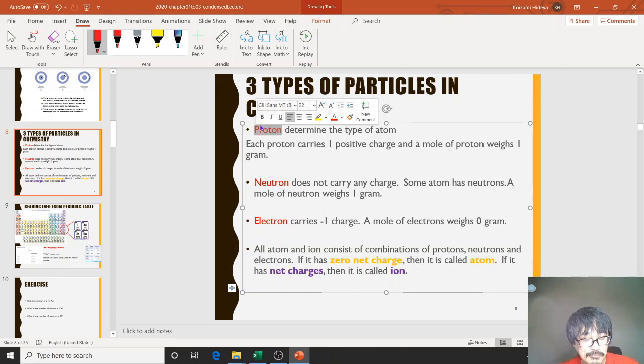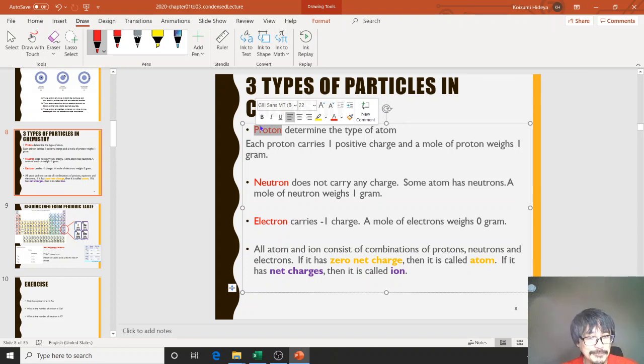The neutron sounds like neutral. It does not carry any charge, but it has the same weight. A mole of neutrons weighs 1 gram. And each electron carries one negative charge, so each electron is counted as -1 charge. A mole of electrons weighs 0 grams. It's actually 1 divided by 2,000 grams, but it's close enough, it's 0 gram.